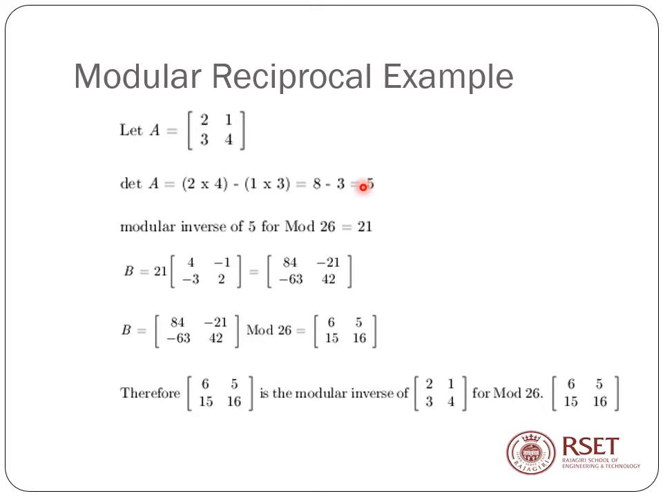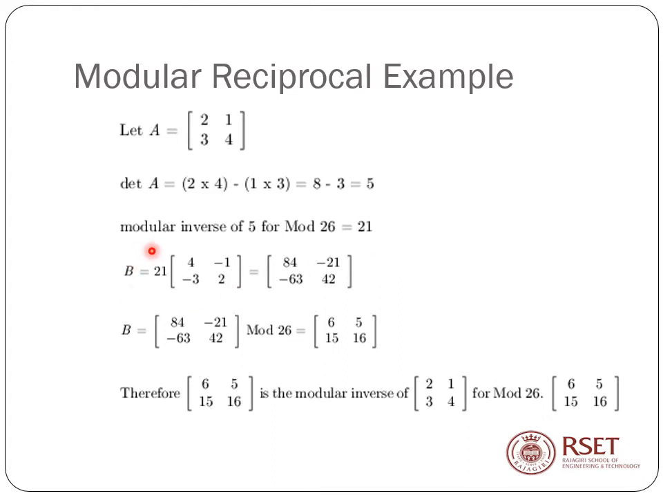The condition to be checked is whether the GCD of 5 and 26 is 1. Yes. We have already found in that table that 21 is the inverse of 5, because 5 and 26 are co-prime or relatively prime. So definitely an inverse exists mod 26. And you will be doing an operation and find that 21 is the inverse of 5 mod 26. So the modular inverse of 5 mod 26 is 21.